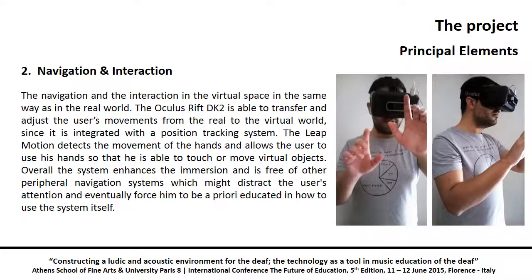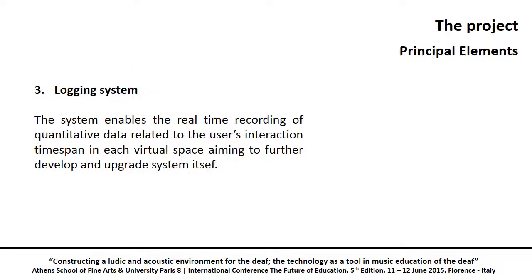The Leap Motion detects the movement of the hands and allows the user to use his hands so that he is able to touch or move virtual objects. Overall, the system enhances the immersion and is free of other peripheral navigation systems, which might distract the user's attention and eventually force him to be a priori educated in how to use the system itself. Finally, the system enables the recording of data related to the user's interaction time span in its virtual space, aiming to further develop and upgrade the system itself.